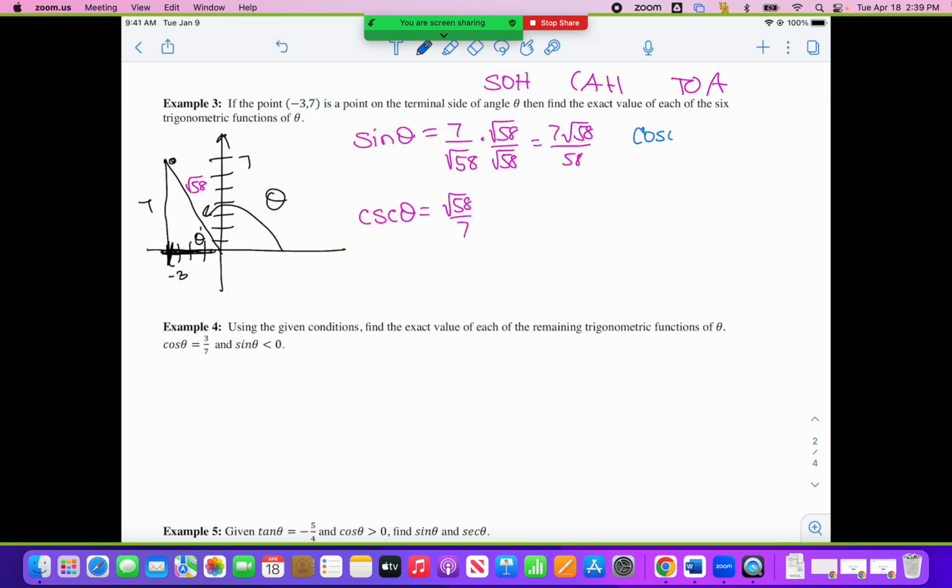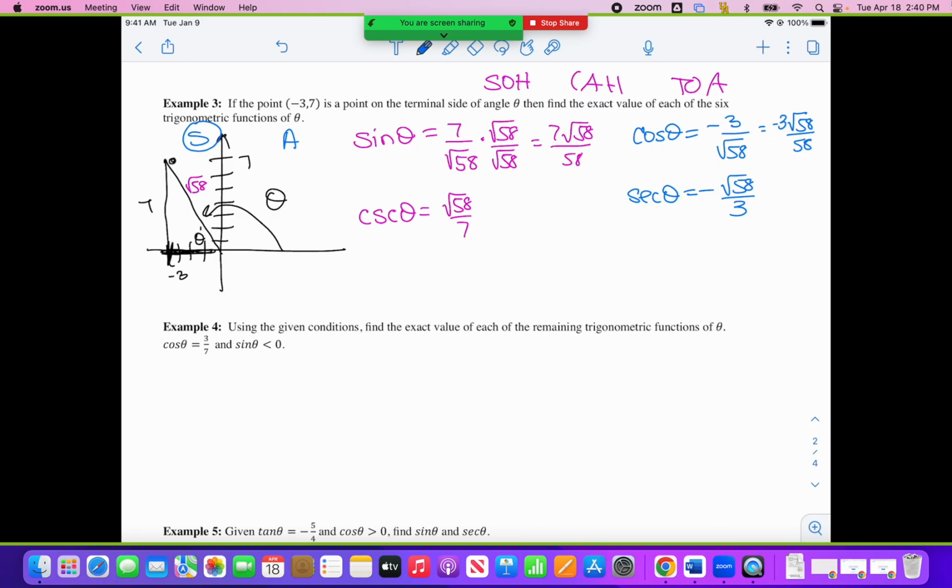Now let's do cosine theta. Now here's the cool part. If I label that left side -3, that's going to take care of my all students take calculus. So this would be adjacent over the hypotenuse. Secant, I'm going to flip it. Now we always put the negative up in the numerator. Then I'm going to go back up to cosine and rationalize it.